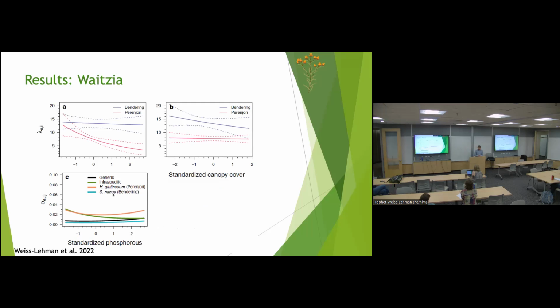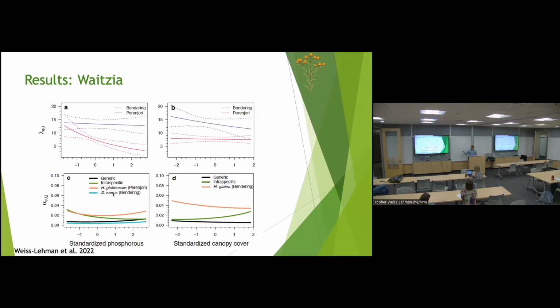You can do the same thing with canopy cover. Sorry, I realize I'm running a little late here, but you can see a similar result with canopy cover, increase in canopy cover leading to slightly lower intrinsic growth rates, relatively minor effects. And then we can also pull out these interaction coefficients, as well as some of those species-specific terms.